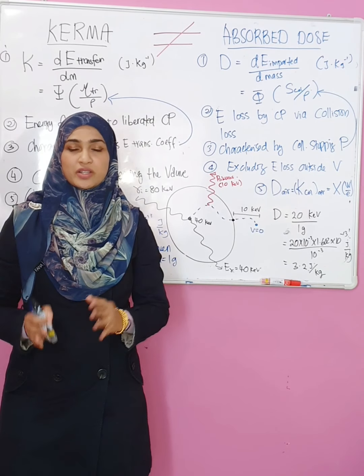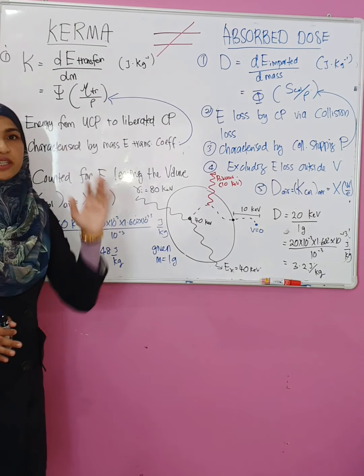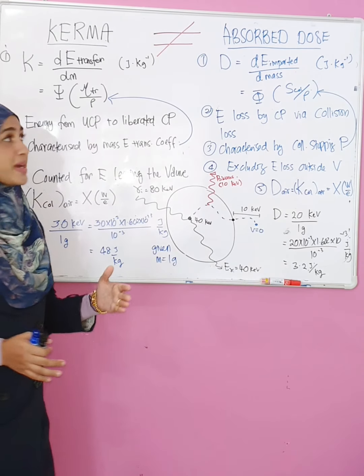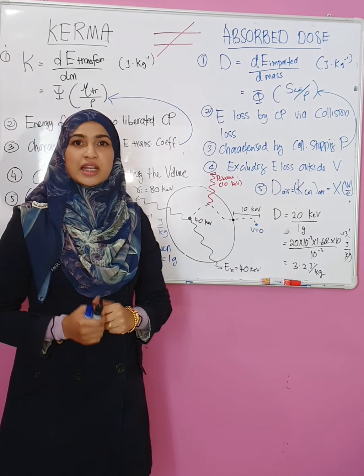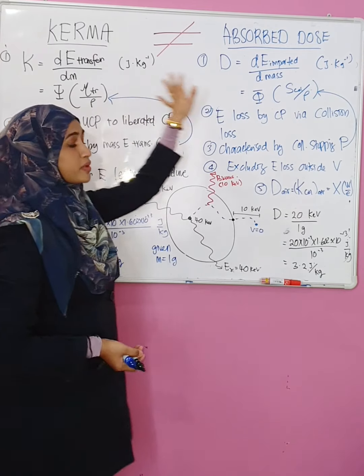Firstly, KERMA is not equal to absorbed dose. By definition, KERMA is energy transferred per unit mass, whereas absorbed dose is energy imparted per unit mass. The unit is the same for both, joule per kilogram.